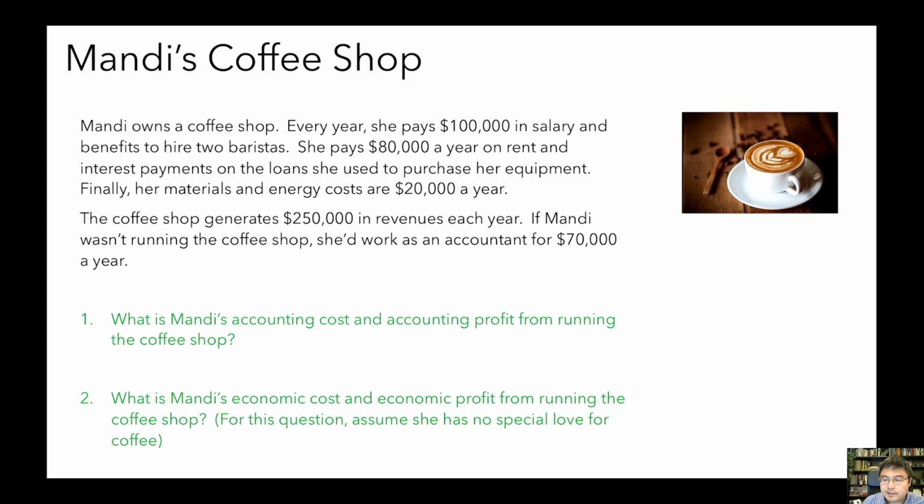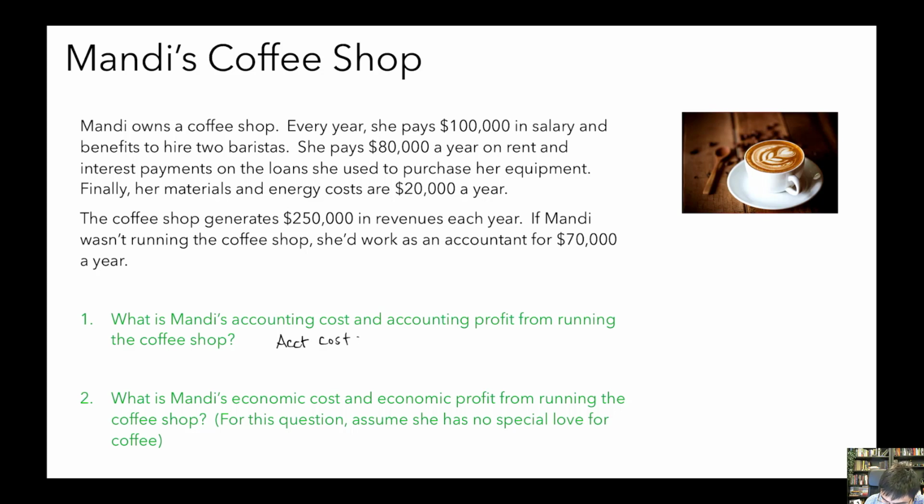All right, so let's apply our definitions of accounting cost and accounting profit and economic cost and economic profit to our Mandy's coffee shop example. So it's the same example as before, the same numbers. Question 1, what is Mandy's accounting cost and accounting profit from running the coffee shop?